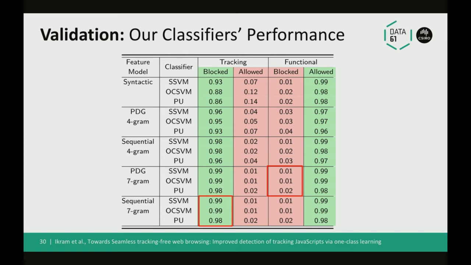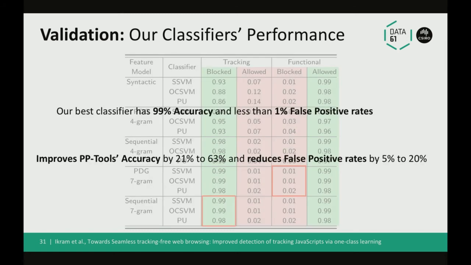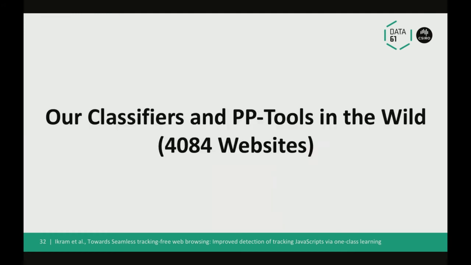As you can see, our classifier achieved more than 99% accuracy with less than 1% false positive rate, and it improves the accuracy of privacy-preserving tools by up to 63%, and it reduces the false positive rate by up to 20%.